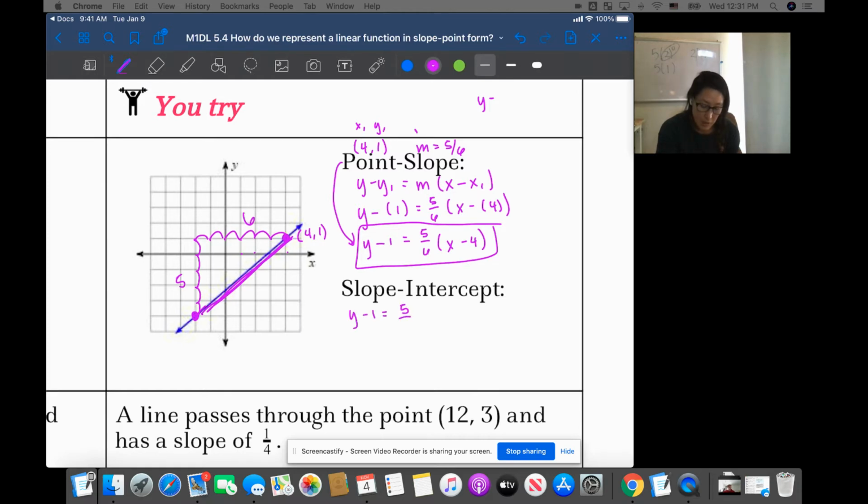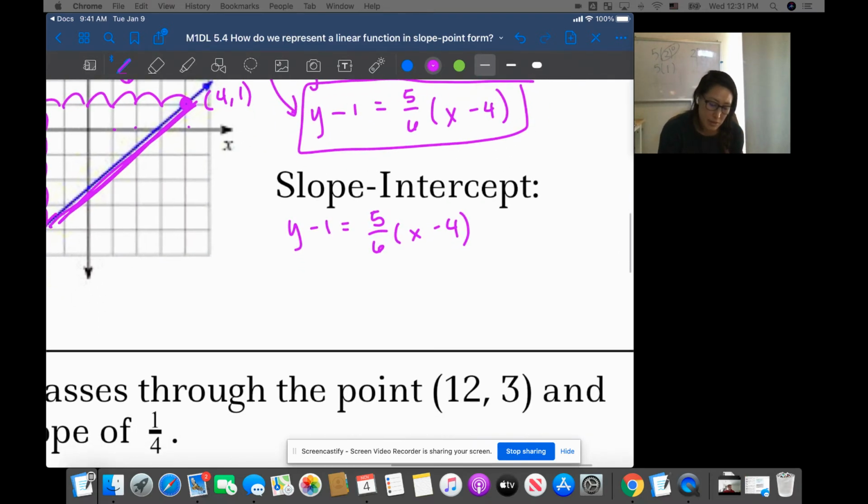Okay, changing into slope-intercept, I need to isolate y. Now you know why we did all that work isolating a variable, huh? Okay, so to slope-intercept, we're going to distribute in the 5/6. So I get y minus 1 is equal to 5/6x minus, and I'll just do the work on the side, 5/6 times 4/1. I am going to cancel here.